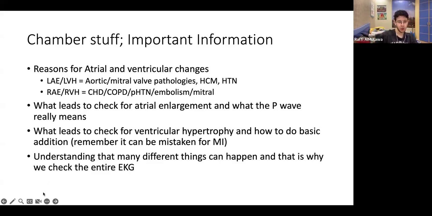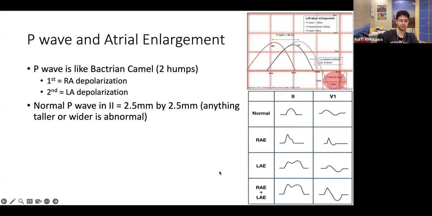Now, you do have to do basic addition because sometimes it does look like an MI. So there are some formulas, which is just like X plus Y. And that's why we have to check the entire ECG, because a lot of things can happen. Like if you have left atrial enlargement, you can also have left ventricular hypertrophy. They're not isolated things. They can all happen together.